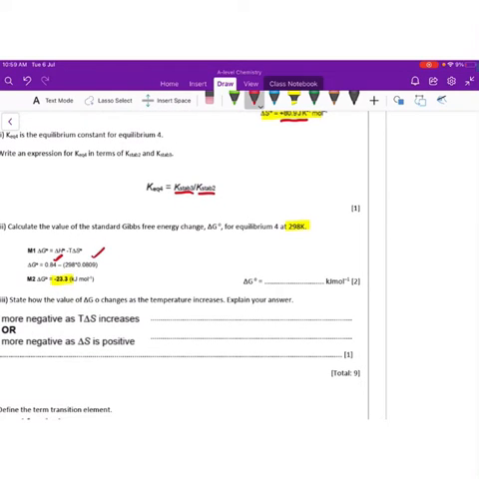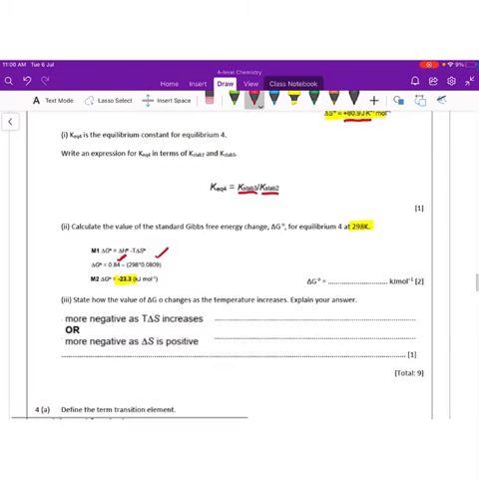State how the value of my Gibbs free energy changes as the temperature increases. Okay, so as my temperature increases, the T delta S term is negative. It's going to increase and the value will become more negative. That's how it's going to change. State how it's going to change, so don't ask what's the effect of it. Well, my value will become more negative and it will become more feasible.